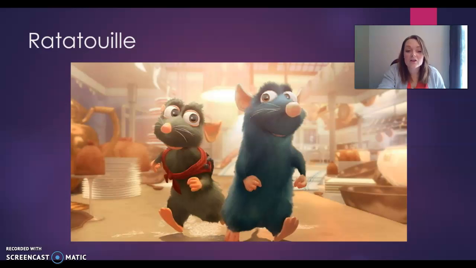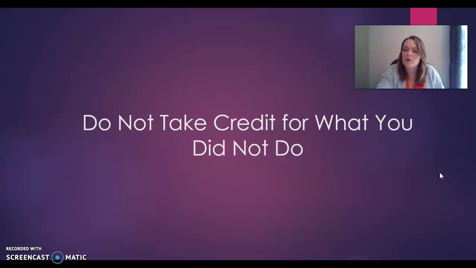Ratatouille. So actually the theme of Ratatouille is do not take credit for what you did not do. So if you've ever watched the movie, you know what happens? Who's the actual chef in the movie? Right, the mouse and not the man. And a lot of things go wrong, so the moral or the lesson of the story is do not take credit for what you did not do. Let's look at our next one.